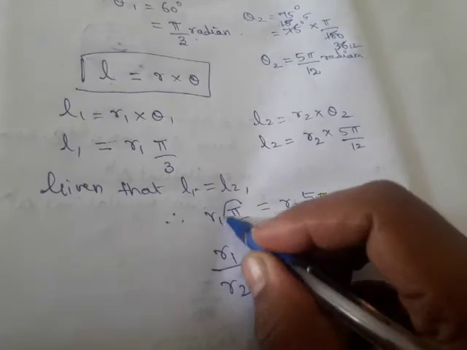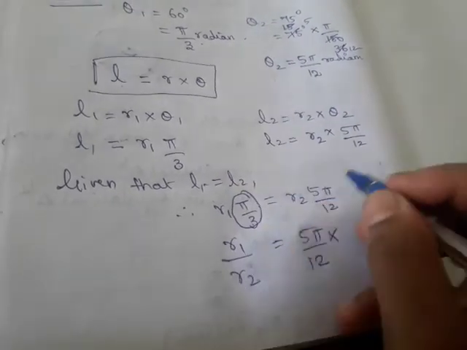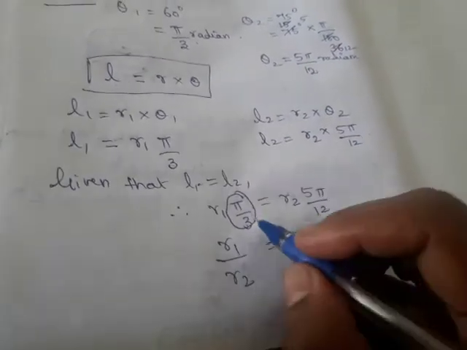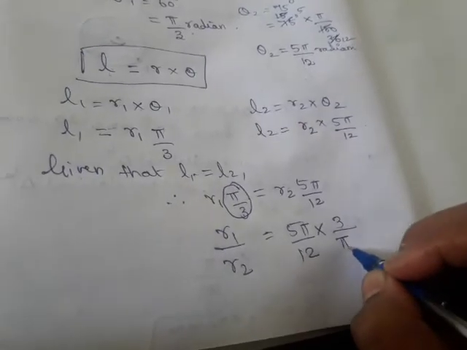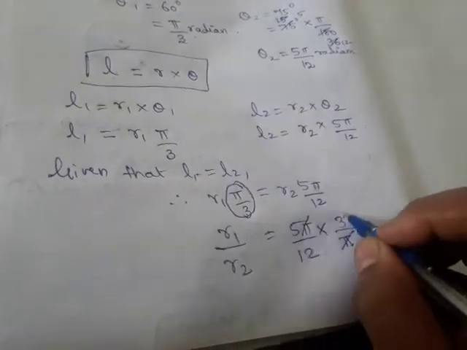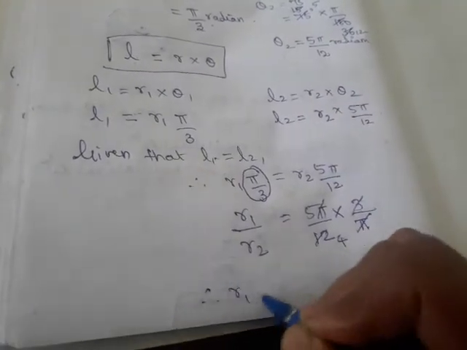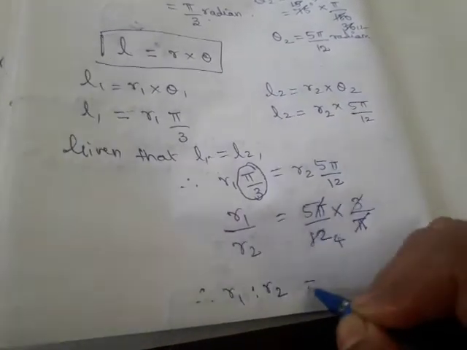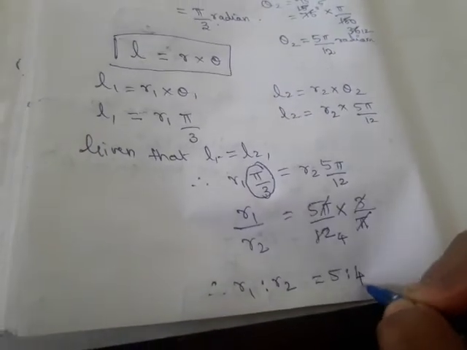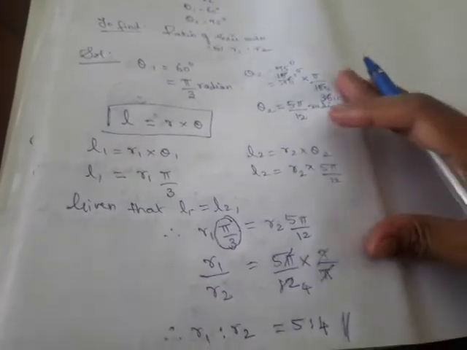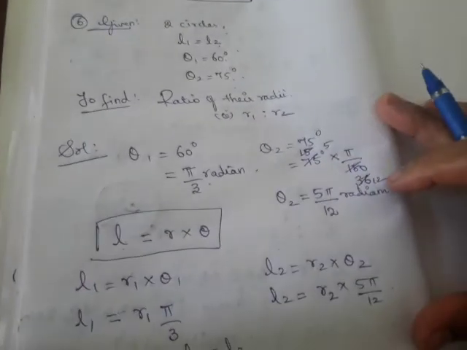And when you bring this pi by 3 to the other side, this 3 will go to the numerator and this pi will come to the denominator. So pi will get cancelled. 3 4s are 12. Therefore R1 is to R2 is nothing but 5 is to 4. Thus we found the ratio between the radius of the two circles, right?